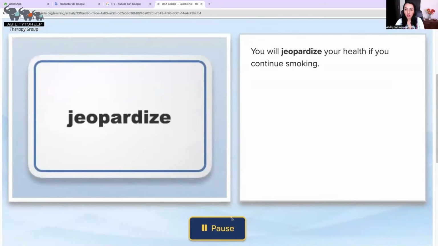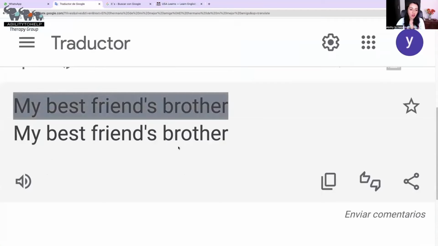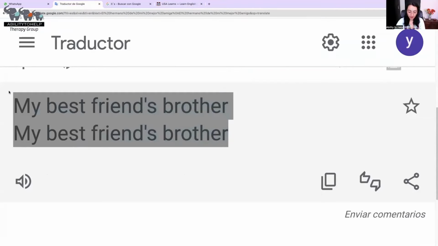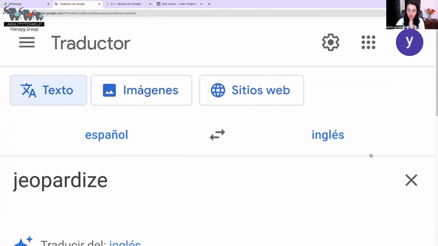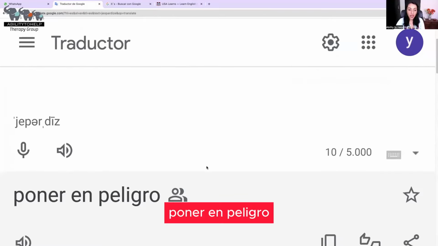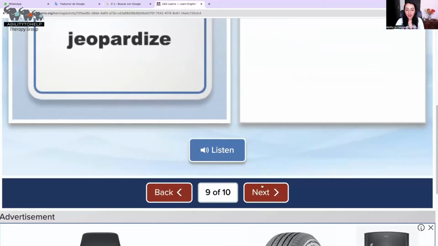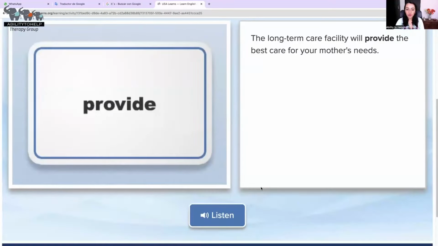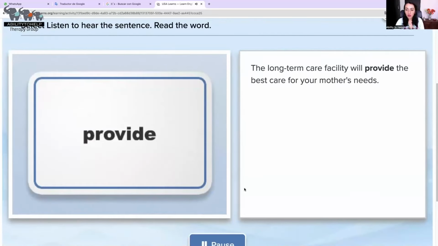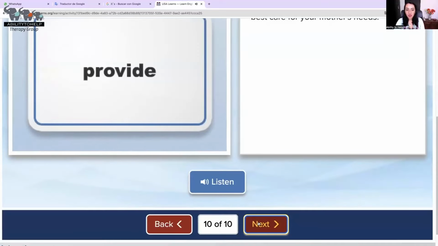You will jeopardize your health if you continue smoking. Jeopardize. Poner en peligro. ¿Te acuerdas que vimos peligro, jeopardize? Vamos a mirar, si no la recuerdas, vamos a ponerla acá. Jeopardize your health. Poner en peligro. The long-term care facility will provide the best care for your mother's needs. Provide.